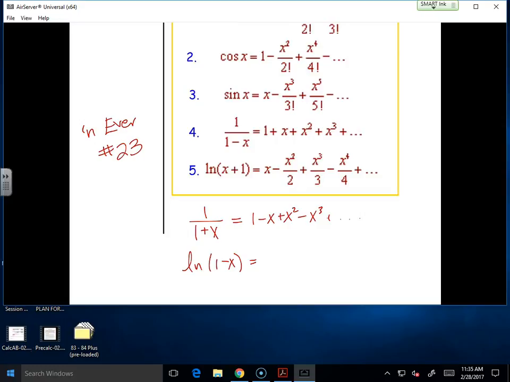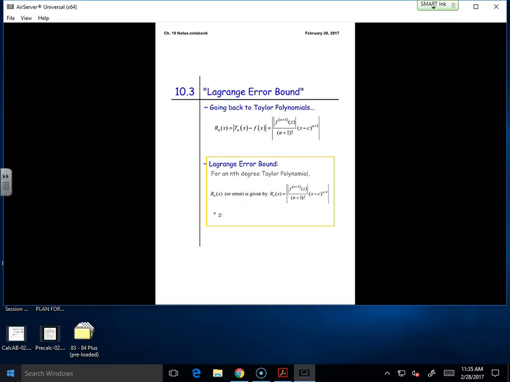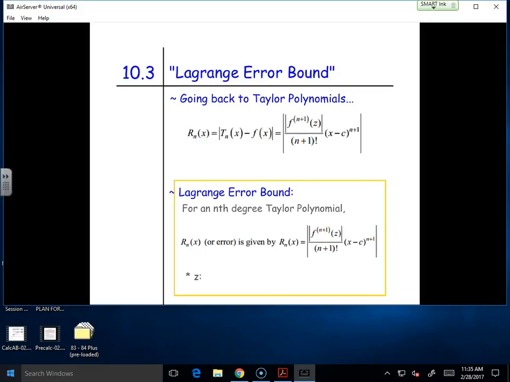But whatever. Anyway, do what you can do. Long story short, we're supposed to start on this today. 10-3. Lagrange.